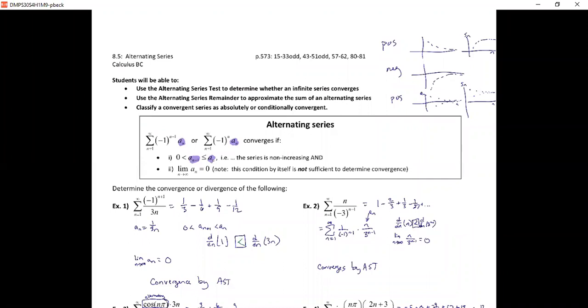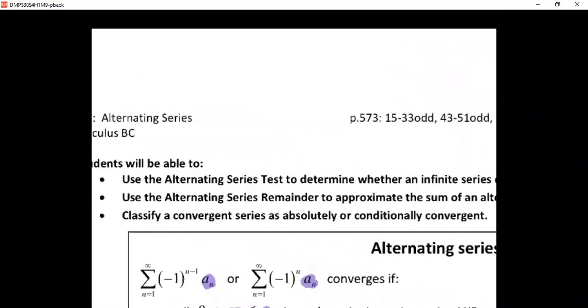Today we're going to be finishing our discussion about some basic series. We're talking about alternating series today, as well as the ratio test and the root test. So let's begin by taking a recap of where we've been.